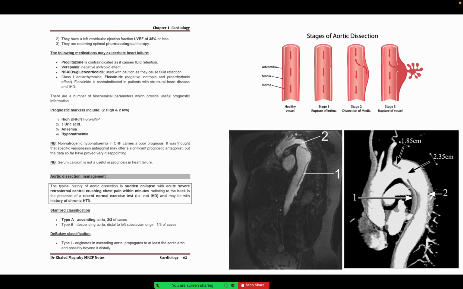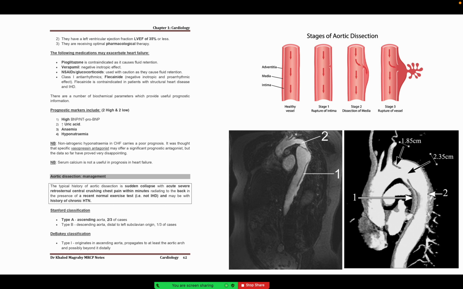Today we will learn about aortic dissection. Aortic dissection is a very important topic in cardiology and it's also a very important topic for the exam. It is important not only for the MRCP part 1 but also for the MRCP part 2 exam. So we'll learn today about aortic dissection.